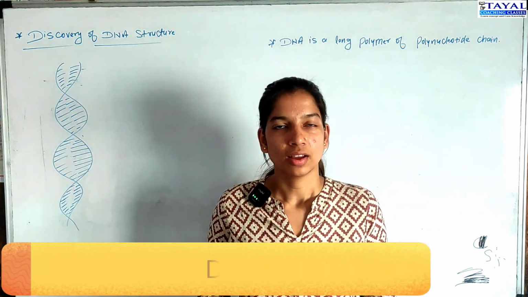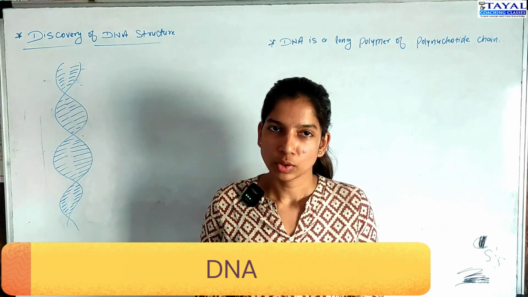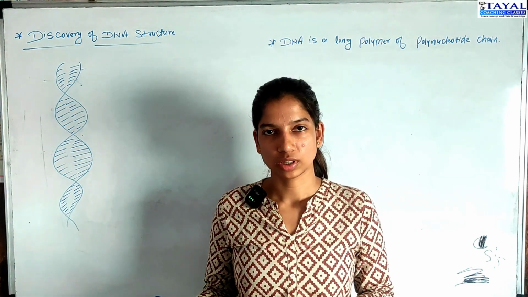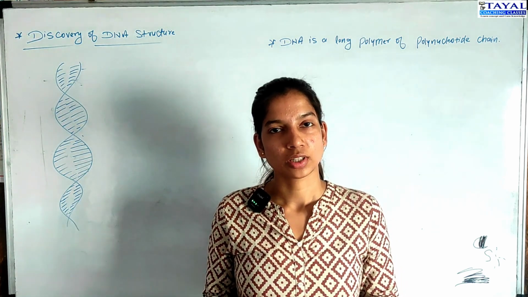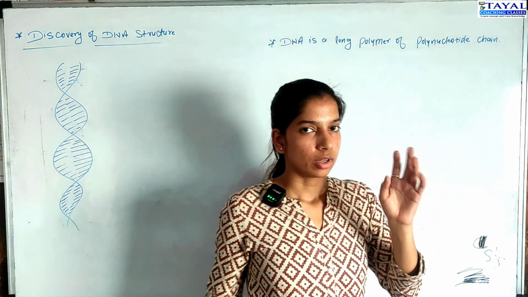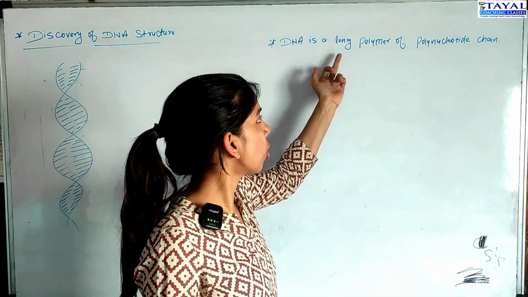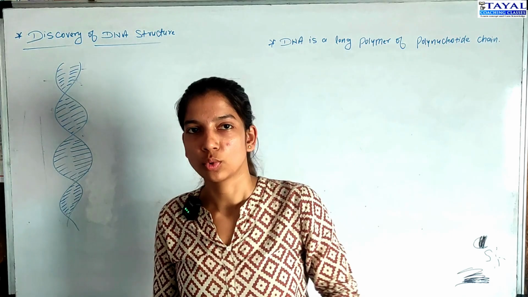Today I'm going to discuss very basic information about DNA. We all know what DNA is. This is very important. DNA is the genetic information contained in our body, which stores all the genetic information and passes it on to further generations. If we define it technically, it is a long polymer of a polynucleotide chain. We'll learn what a polynucleotide chain is and what its components are.